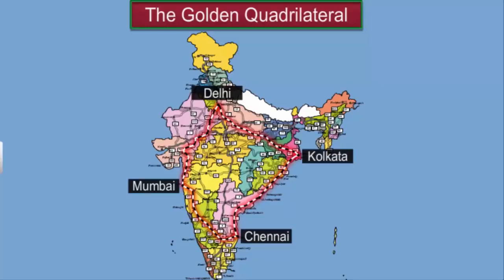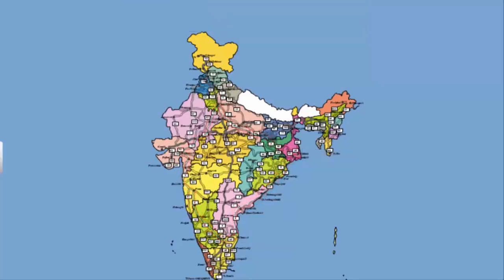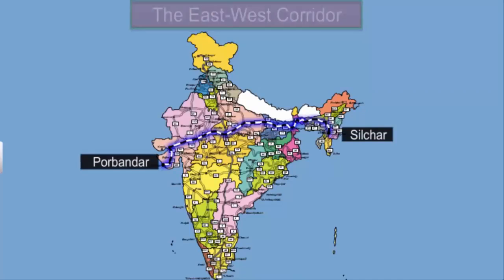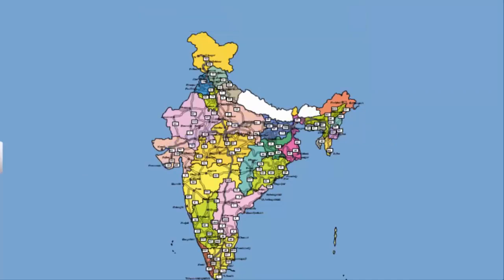This project also includes an east-west corridor, which will connect Silchar in Assam to Porbandar in Gujarat. Also part of the superhighway project is a north-south corridor connecting Srinagar in Jammu and Kashmir to Kanyakumari in Tamil Nadu.